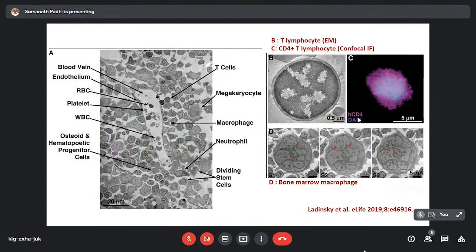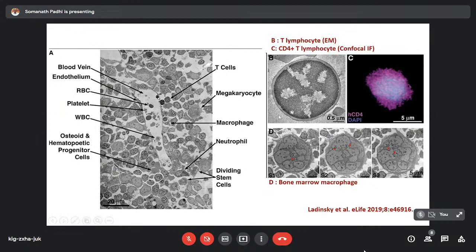So this is an electron microscopic photograph. You can see what is known as microvascular endothelial cells and the stromal microenvironment. This is a blood vessel sinusoid. You can see different types of cells surrounding these endothelial cells: T cells, megakaryocytes, macrophages, neutrophils, dividing stem cells, progenitor cells, WBCs, platelets. All the cells are there around the blood vessels or sinusoids, in a perisinusoidal distribution inside the bone marrow environment.